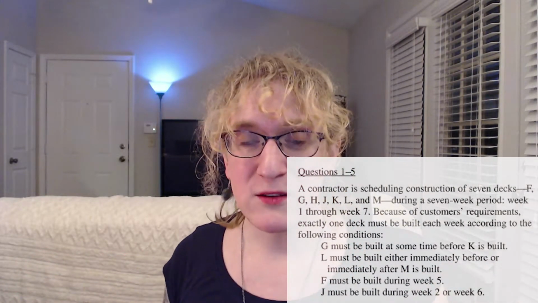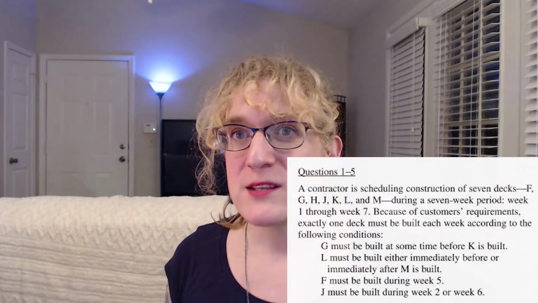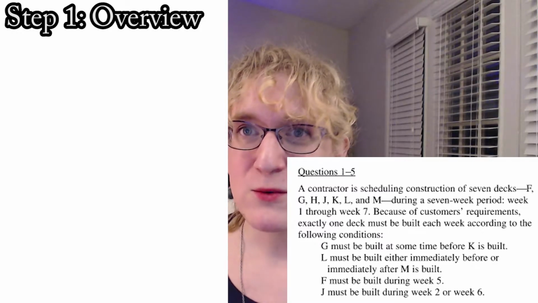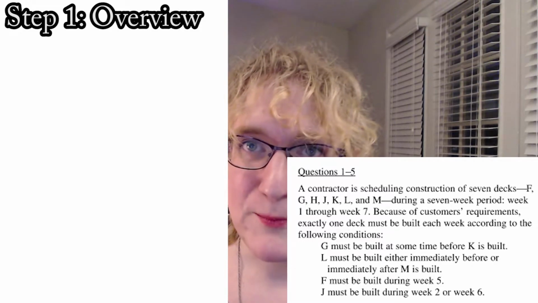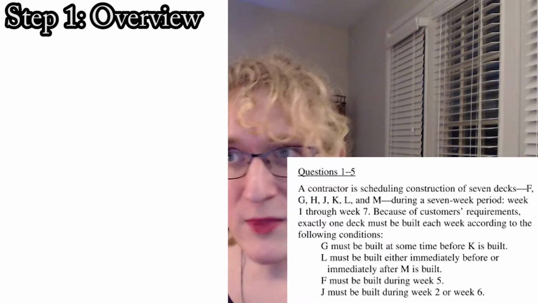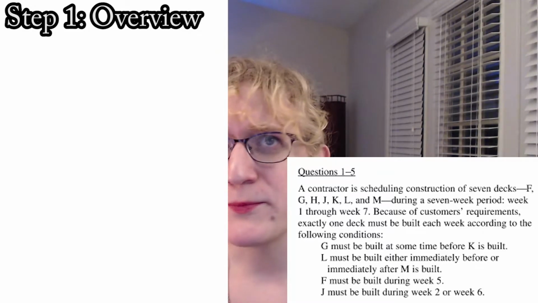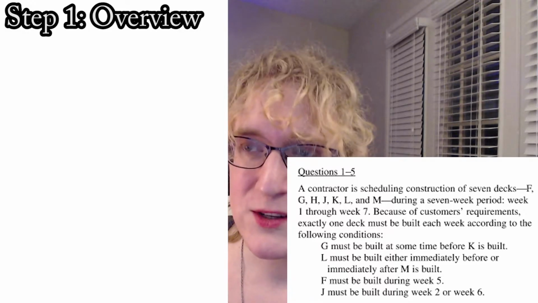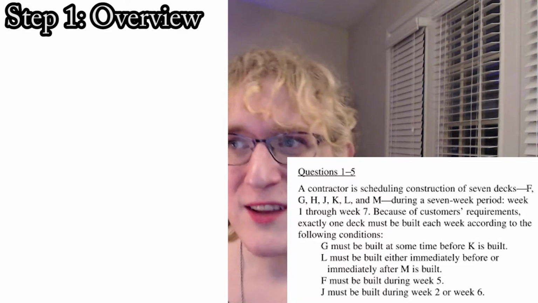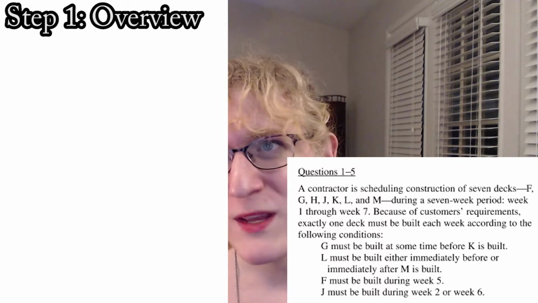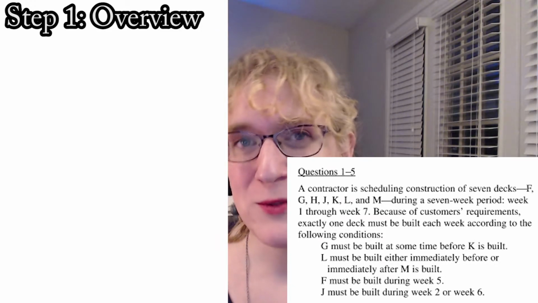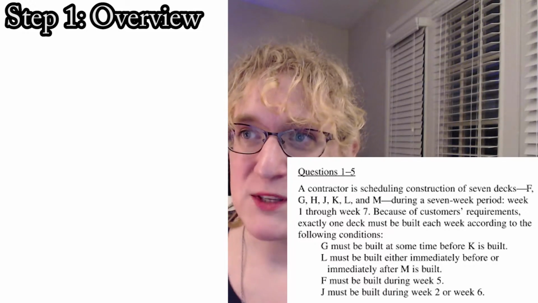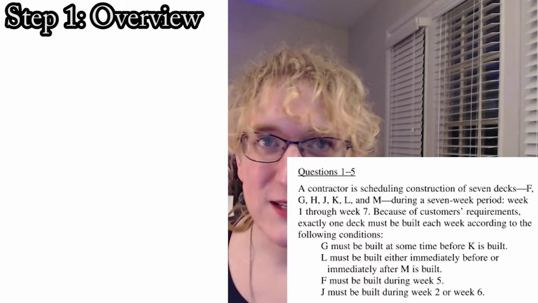Step one of what we're going to do here is look at the overview. The overview is the little paragraph before they tell you the rules that you're going to have to apply to the game. So what's ours here? Let me pull this up. A contractor is scheduling construction of 7 decks, F, G, H, J, K, L, and M, during a 7-week period, week 1 through week 7. Because of customers' requirements, exactly 1 deck must be built each week according to the following conditions.